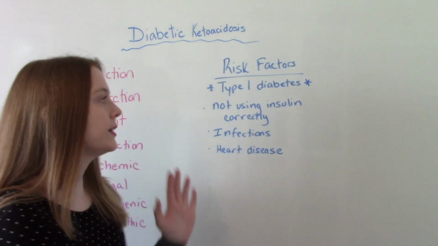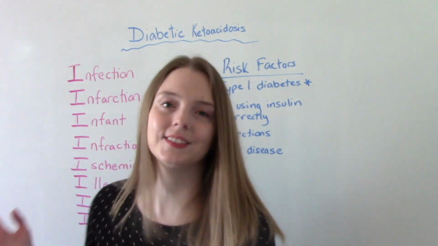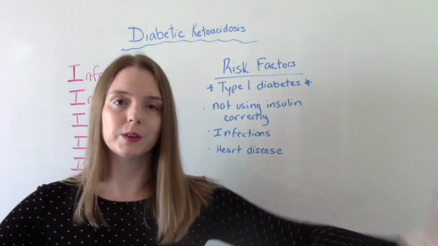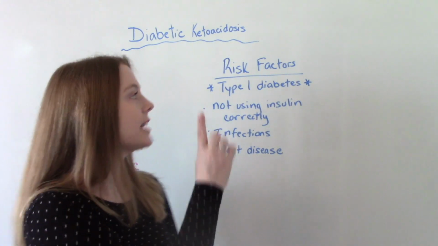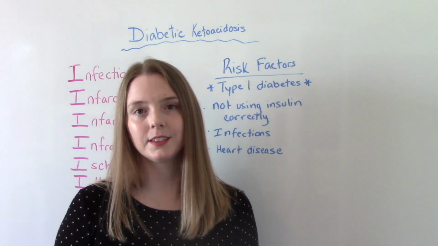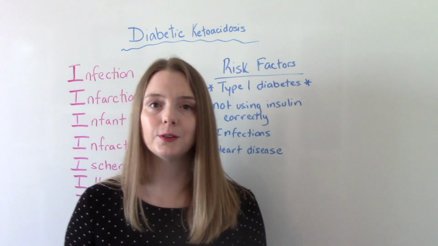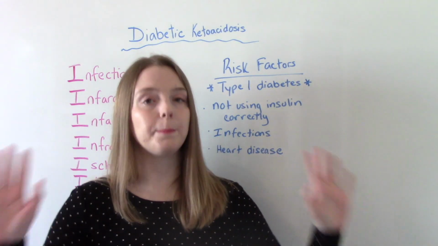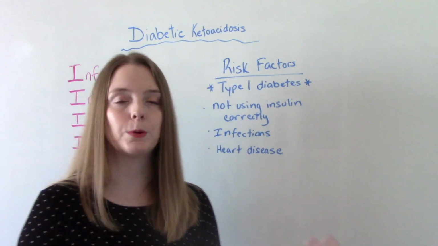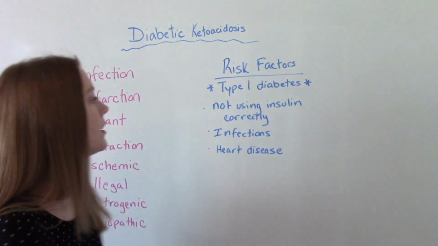And as you'll note, the risk factors are related to these. The biggest risk factor for getting diabetic ketoacidosis is having type 1 diabetes. Now, can this happen to you if you don't have type 1 diabetes? Yeah, it can. But this is the biggest group it happens to. These are the people we need to watch the closest.